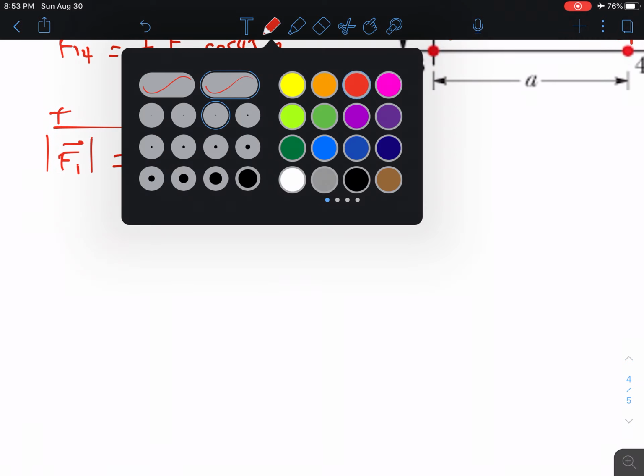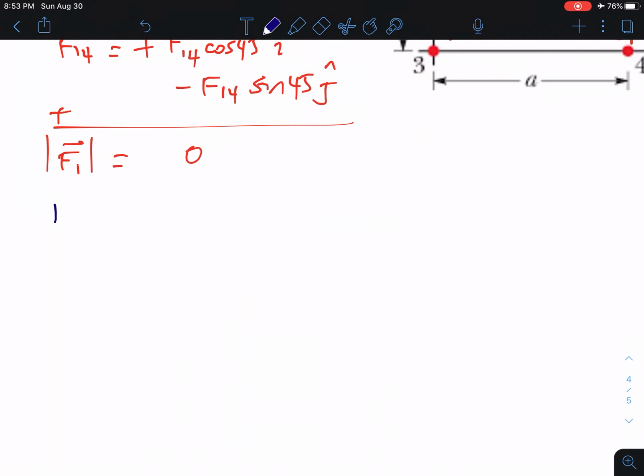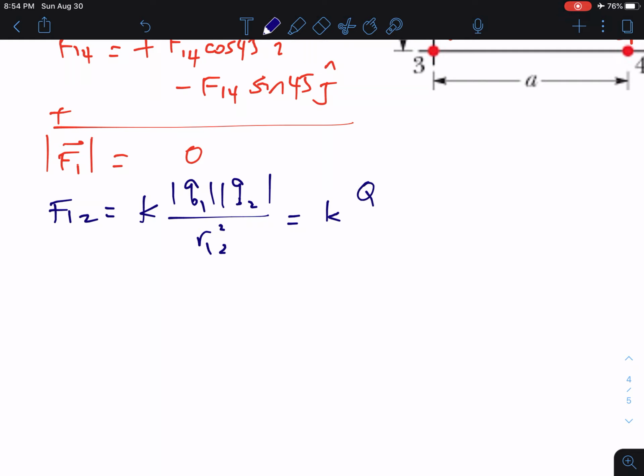Let's write F1. Let's use another color. F12 is going to be K, Q1, Q2, these are general Q1 and Q2, divided by R12 squared. Okay, so K, what is Q1? Q1 was given as positive Q. So from the absolute value, it comes out as Q. And Q2 is little q. Again, from the absolute value, this is what it becomes. Divided by the distance between 1 and 2, which is simply a.